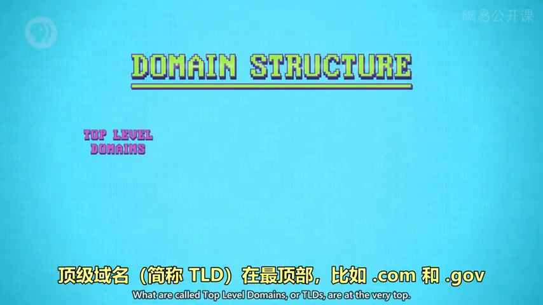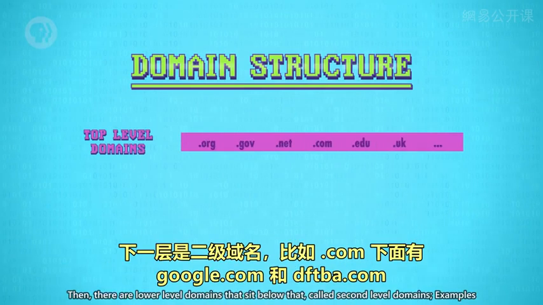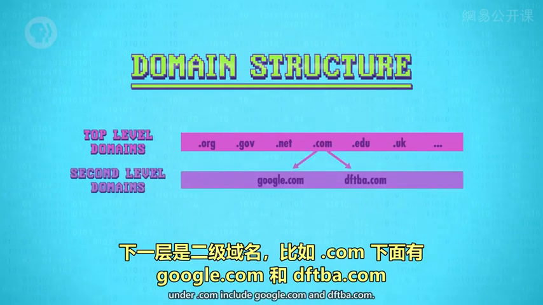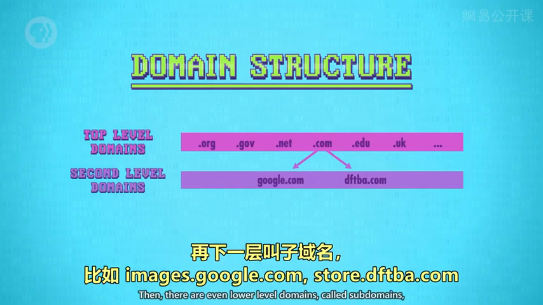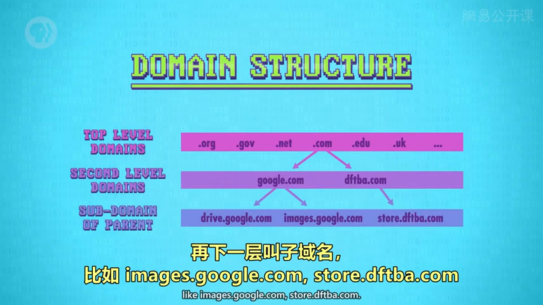What are called top-level domains, or TLDs, are at the very top. These are huge categories like .com and .gov. Then there are lower-level domains that sit below that, called second-level domains. Examples under .com include google.com and dftba.com. Then there are even lower-level domains called subdomains, like images.google.com and store.dftba.com.